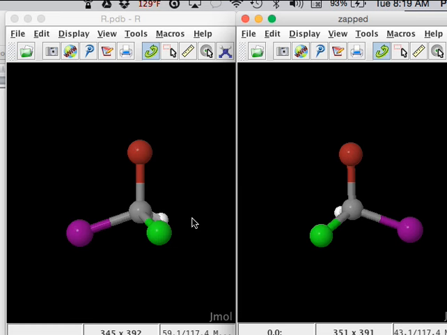If you look at this in the mirror, chlorine would be forward. This would be coming forward. This is vertical, and this is going away. These two things are mirror images. And they are not at all superimposable.